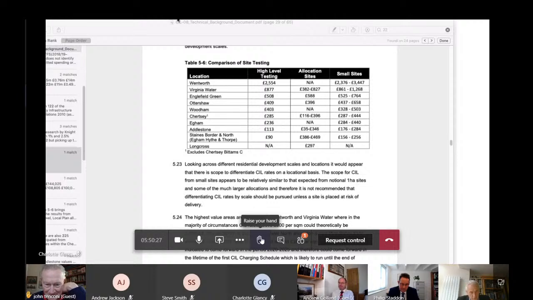Just to answer Mr. Tencone's first point, which is about how much SIL would be raised if a rate was set at 297 for Longcross, that would be in the region of around £38 million, as opposed to the 60 million that we're trying to get through section 106.